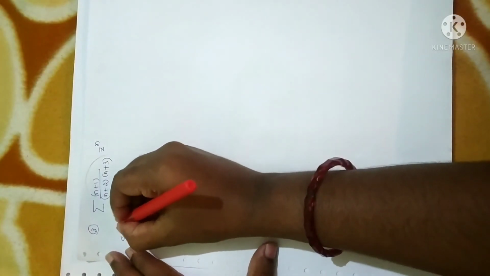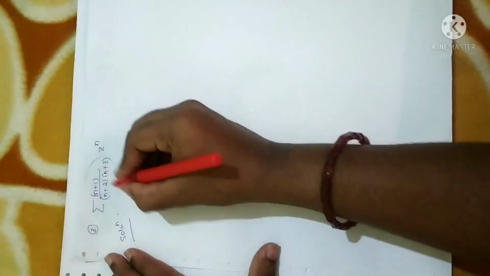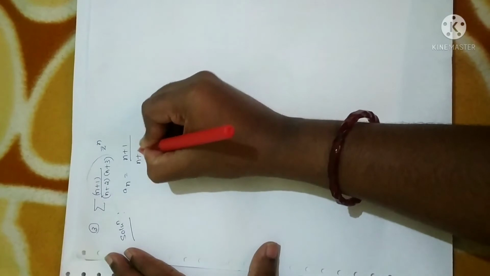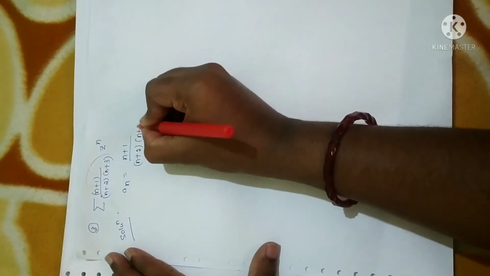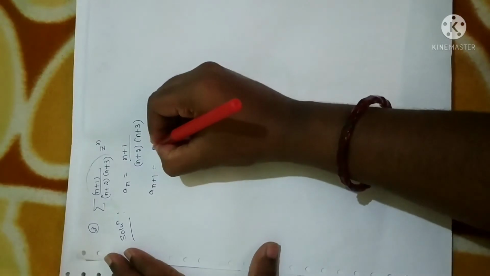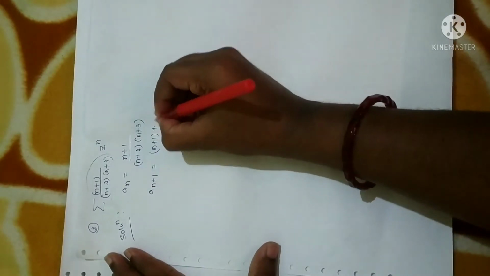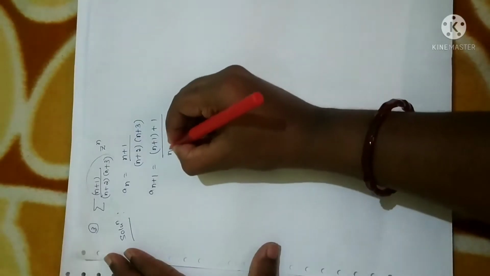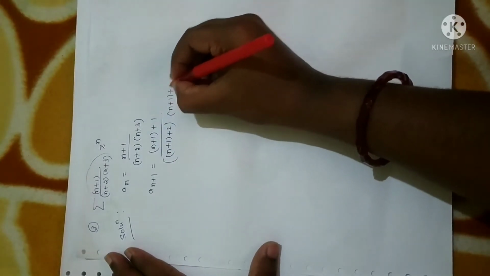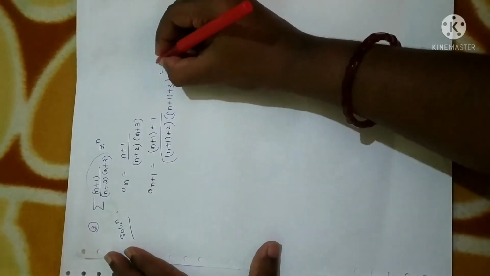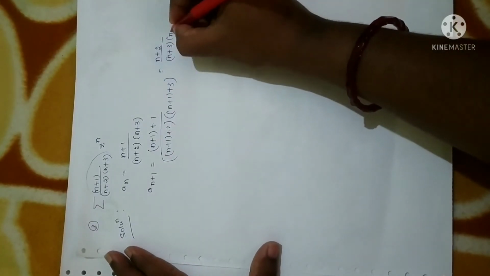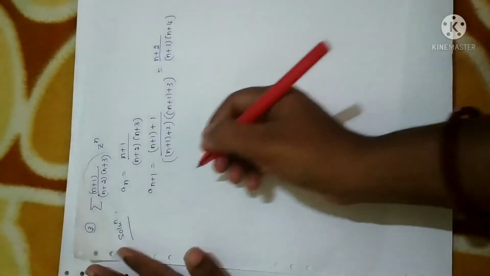As usual, first step you write the formula. Before that, first step write a n value. Here a n is n plus 1 divided by n plus 2 into n plus 3. Now find out the value of a n plus 1. Just change n to n plus 1. So n plus 1 plus 1, changing n to n plus 1, n plus 1 plus 2 into n plus 1 plus 3. I am writing steps for one problem. So you will get n plus 2 divided by n plus 3 into n plus 4. Clear? Now let me apply the formula.